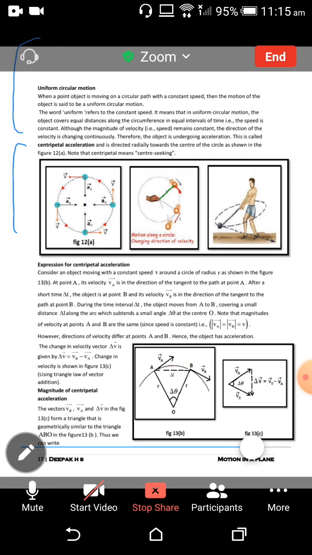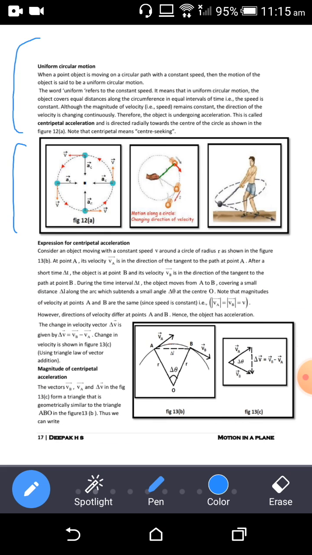Now we shall move to the expression for centripetal acceleration. This derivation is for 5 marks. They usually ask to derive an expression for centripetal acceleration, and it is a 5 mark question. If you go through the question paper, you will come to know. So let us start with the expression for centripetal acceleration.